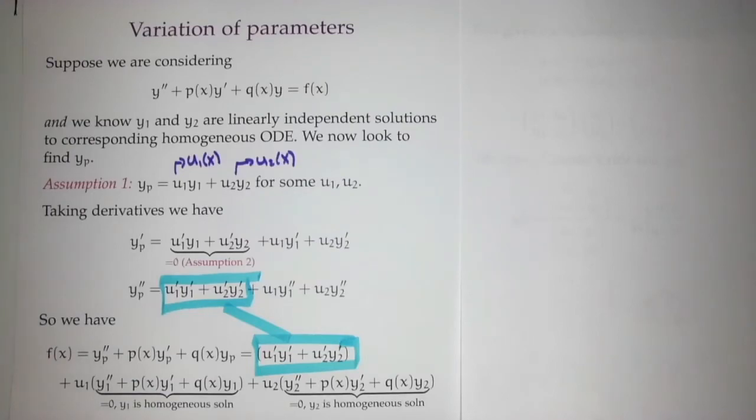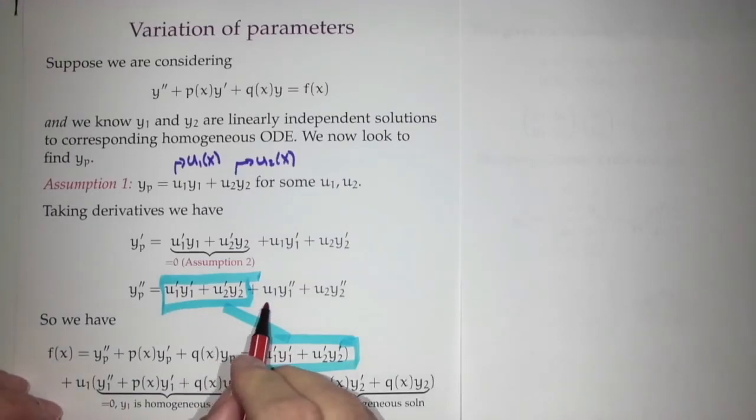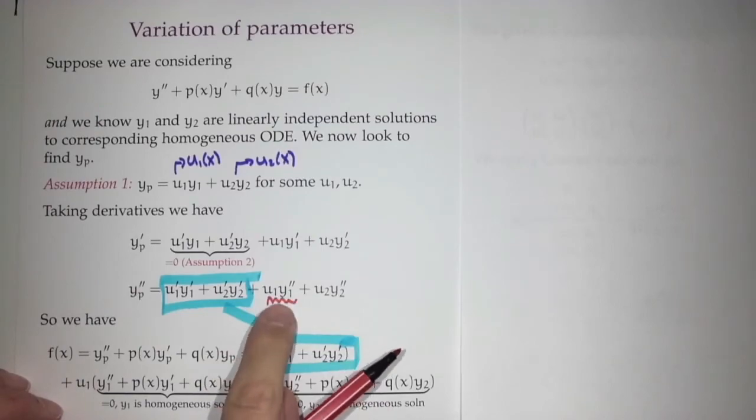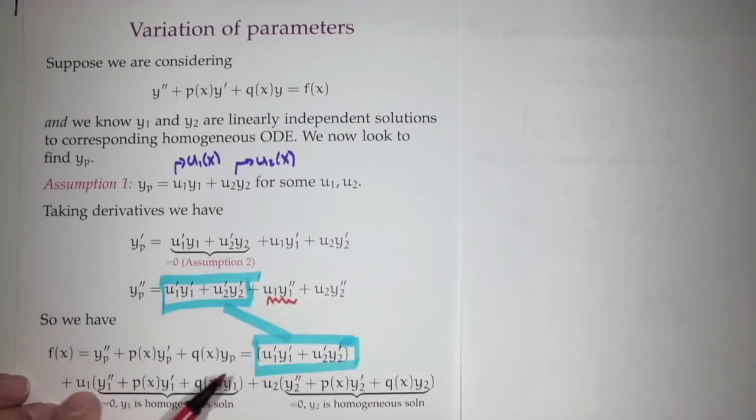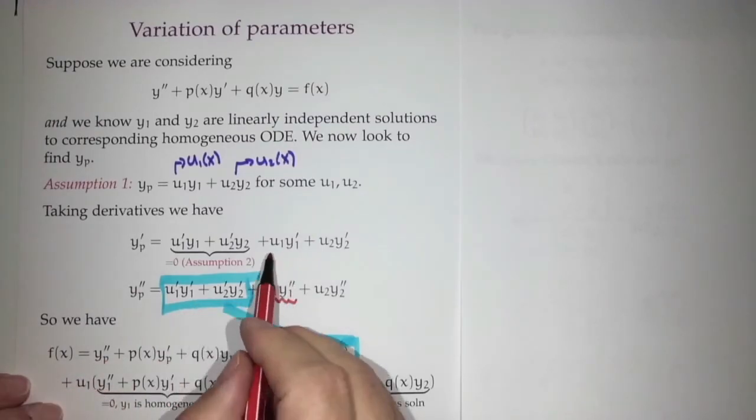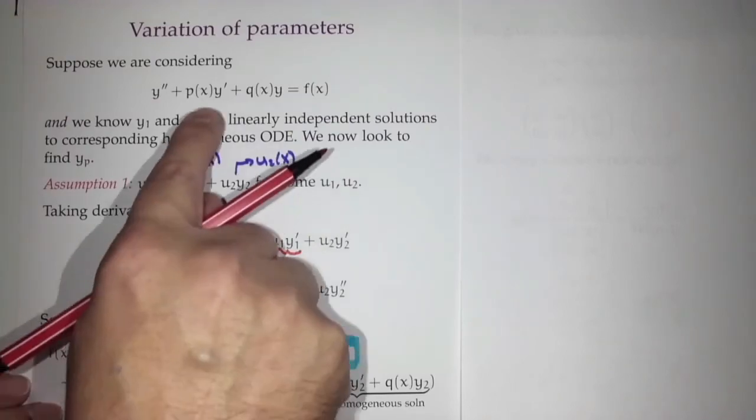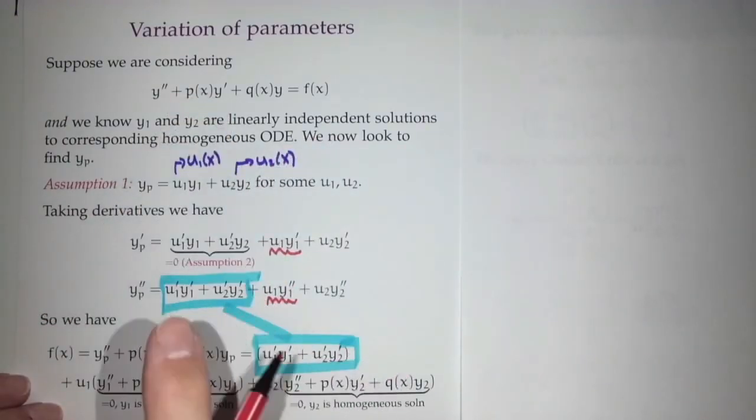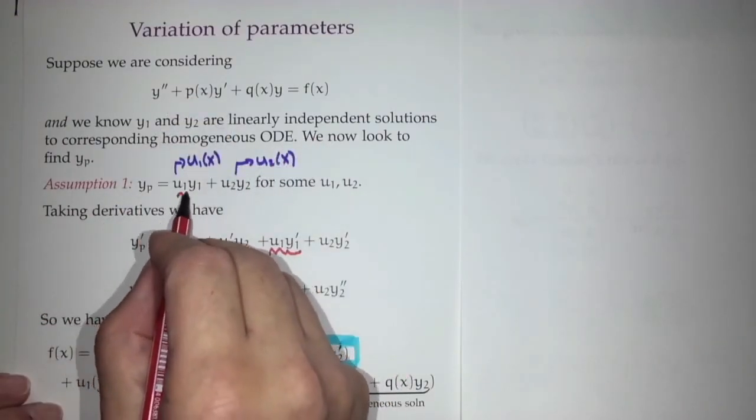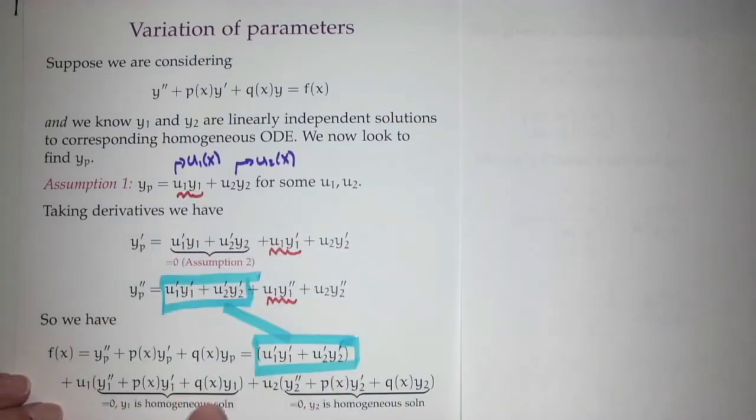So let's look at U1. There's a U1, Y1 double prime. That will show up here, U1, Y1 double prime. There's a U1, Y1 prime. That shows up U1, P of x, Y1 prime, because there's P of x multiplying here. And then there's a U1, Y1, and that shows up as the Q of x times Y1.